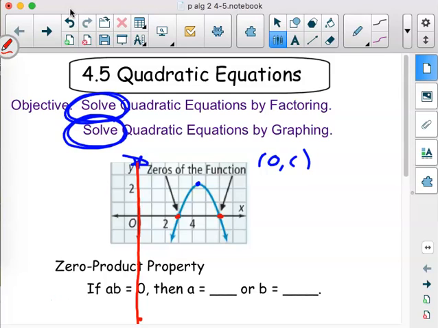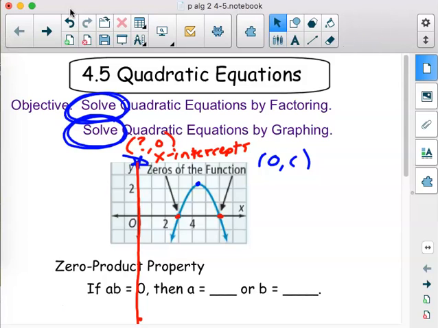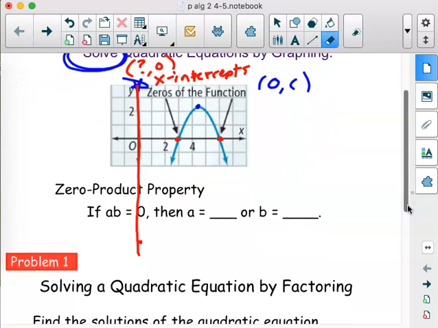So the zeros of the function are always the x-intercepts. Where it crosses the x-axis. So they're always going to have coordinates something, 0. So I'm going to put a question mark, 0. That's where we find those x-intercepts. So again, that's going to give us some really good information about our graphs. And we can kind of get away from having to use a table quite so much.